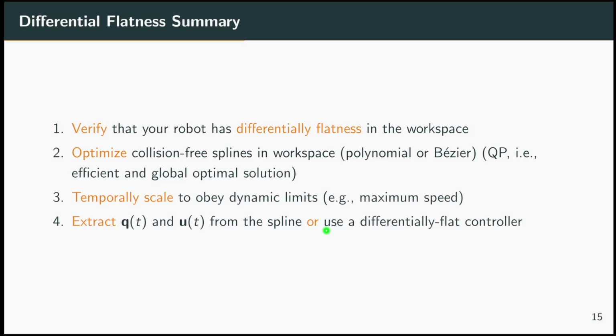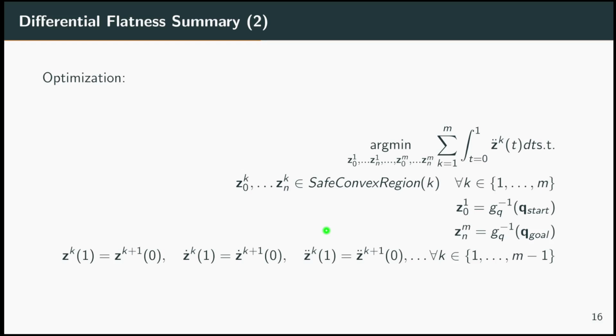Okay, and then the optimization itself is typically looking something like that. So we want to find this sequence of our latent space variables. We often optimize something like the acceleration. If we do Bezier curves, we make sure that our control points that we optimize for are in a safe convex region. And then we have a number of constraints.